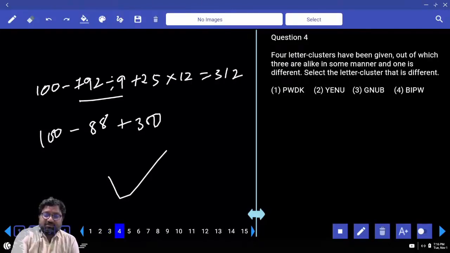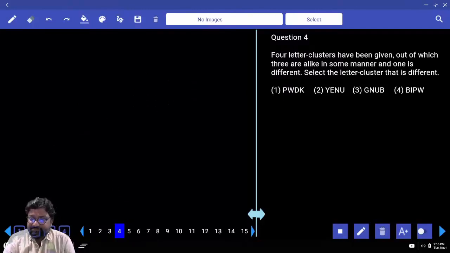Next is what? 4 letter clusters have been given. What's the point here? The one different. Select the letter cluster which is different. So what's the place values from P to W?